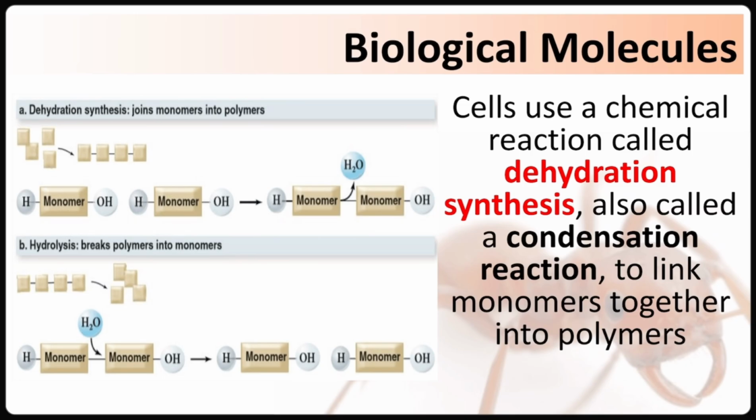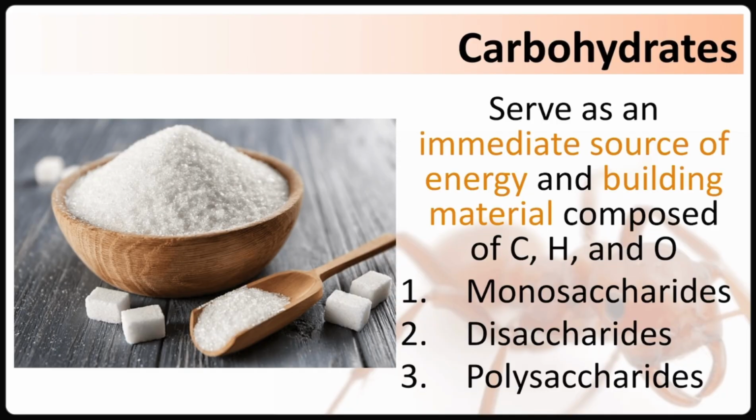Now, what you can see in the picture, let's focus on the dehydration synthesis. Dehydration synthesis, as you can see in letter A, is the process where two molecules are joined together by removing a molecule of water, as you can see in the picture. This reaction builds larger molecules such as proteins from amino acids or starch from glucose, which are essential for life functions. Now, carbohydrates.